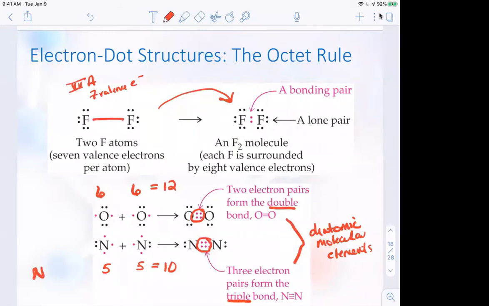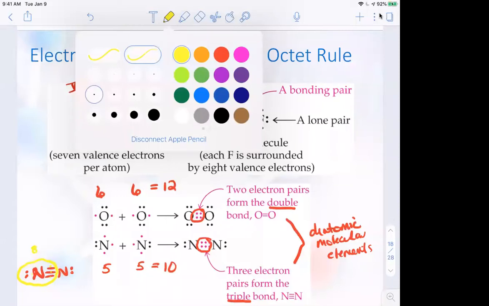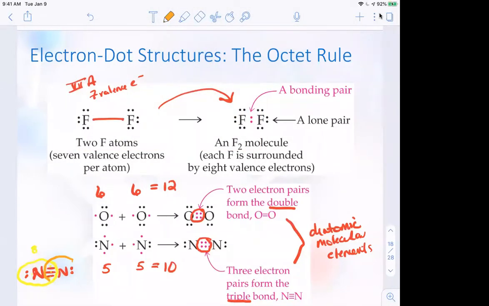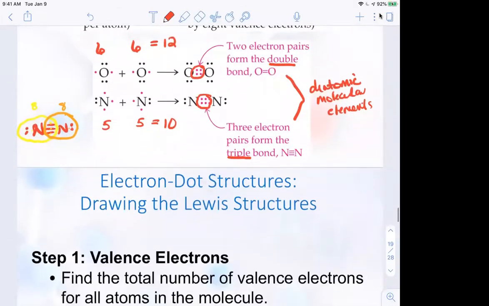So if I look at this, this is going to have 2, 4, 6, 8, and then this nitrogen is going to have 2, 4, 6, 8. Everybody has an octet, everybody is happy. So that's what I'm looking for when I form these double and triple bonds using Lewis structures.